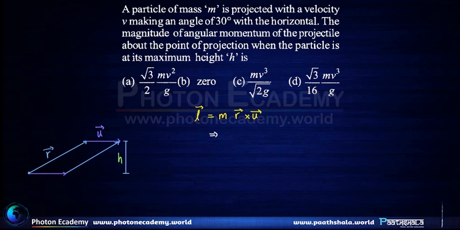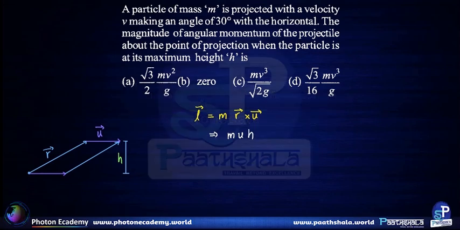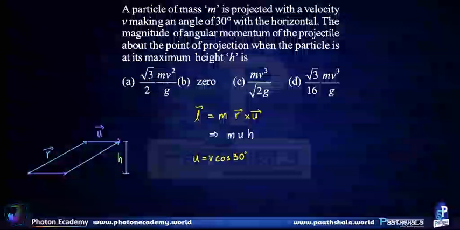Angular momentum magnitude would be equal to the mass times the horizontal velocity of the projectile times the maximum height h reached by the projectile. So what is the horizontal velocity? The horizontal velocity is v cos theta or v cos 30 degrees. This has been the initial horizontal velocity of the projectile and it faces no forces in the horizontal direction.